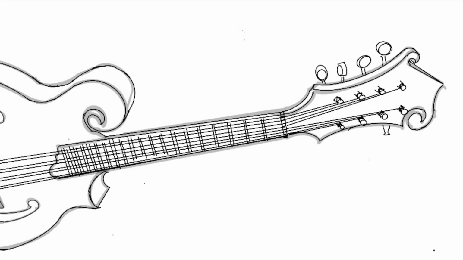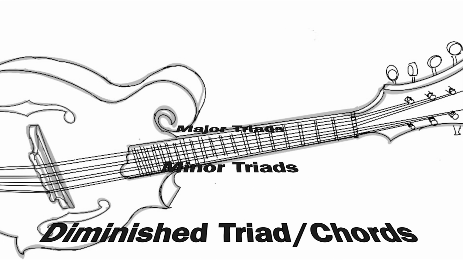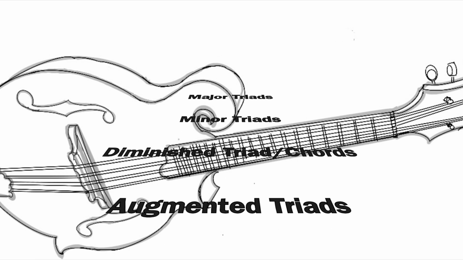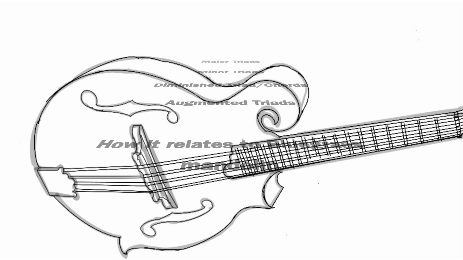In this video, I'll talk about major triads, minor triads, diminished triads and chords, and augmented triads. And I'm going to explain how it relates to the bluegrass mandolin. So stick around to the end.